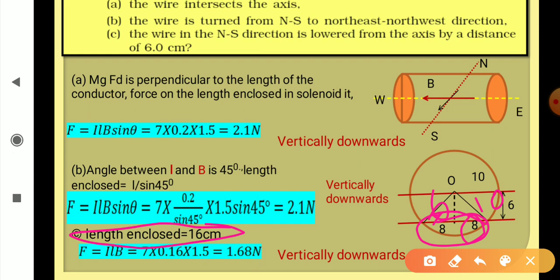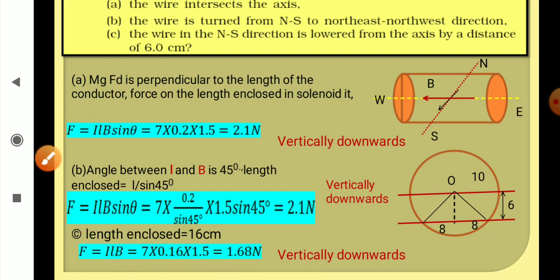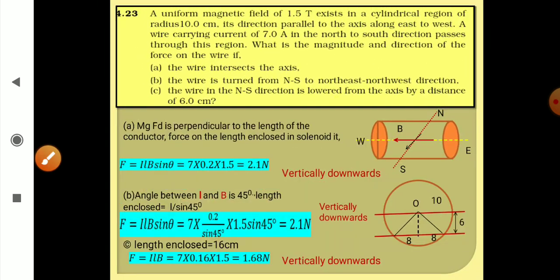Formula, and angle between B and L is 90 degree only. So F is equal to ILB. So putting the value of current, and the length 0.16 meter, B is 1.5 Tesla, simplify it, 1.68 Newton, and direction is vertically downwards. So you see that the problem is not difficult, only you should be able to visualize it and you should be able to solve it. So always try to draw diagrams so that you can understand.